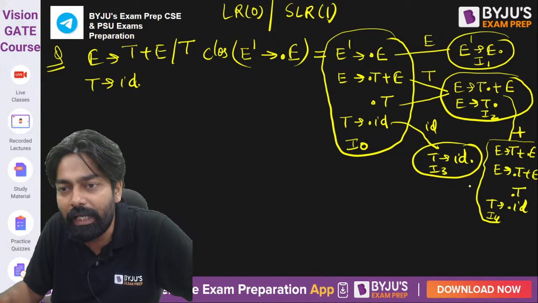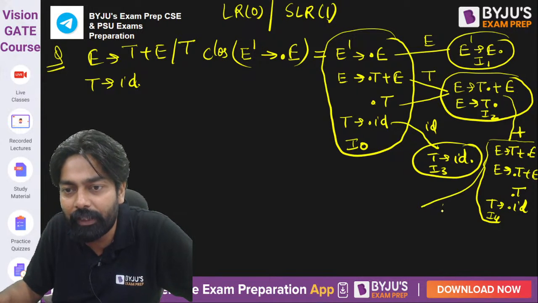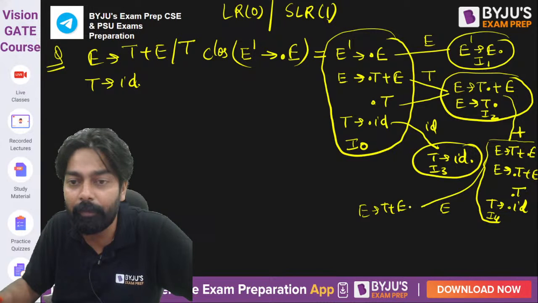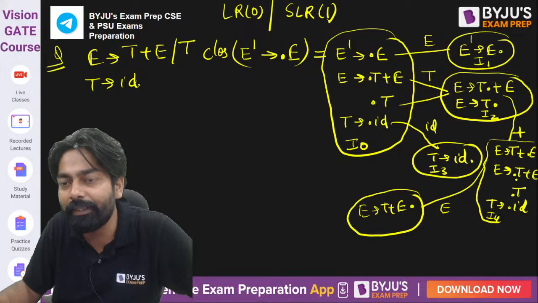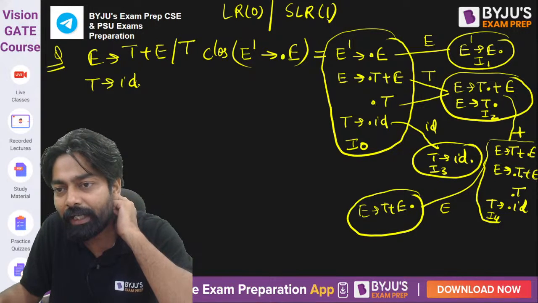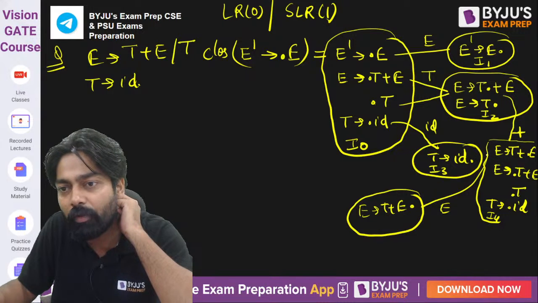Now my dear friend, if you see clearly, what you will get here? E is the input. Now it is nothing but E goes to T plus E dot. Am I right? Now see clearly, what is the input here? T. It is nothing but T dot plus E, and E goes to T dot. So T will go to I2.